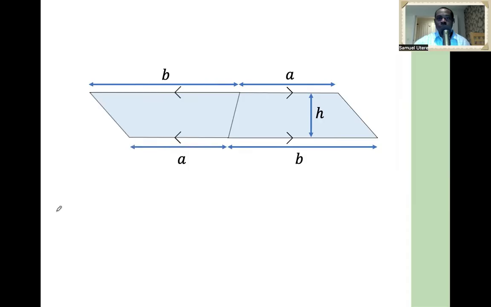Now, we know that to find the area of this parallelogram, it has to be the base, which is A at B, times the perpendicular height, which is H. So the area of that parallelogram is going to be A at B times H, the perpendicular height. But that is not what we were asked to look for. We were asked to look for the area of the trapezium.